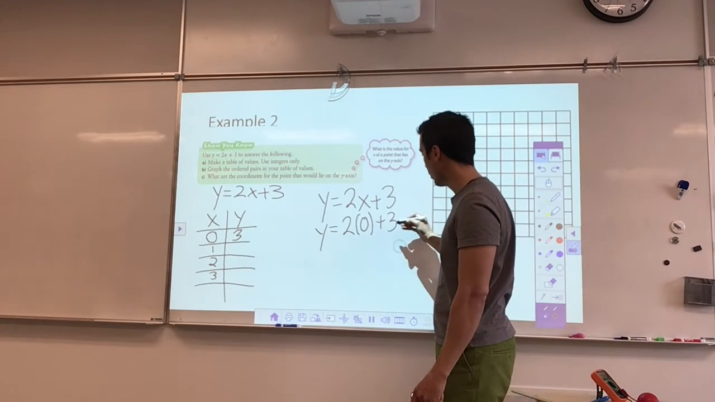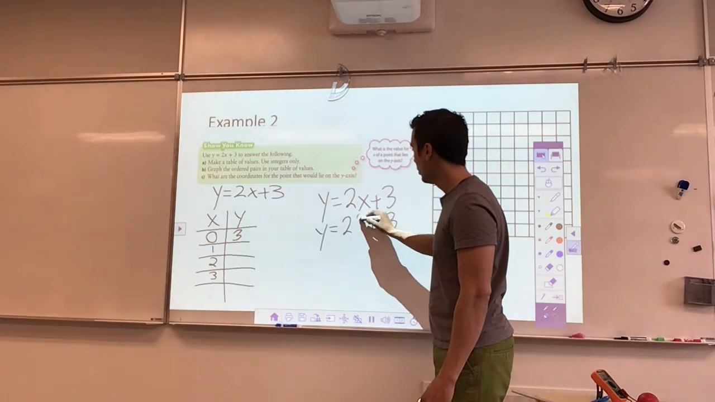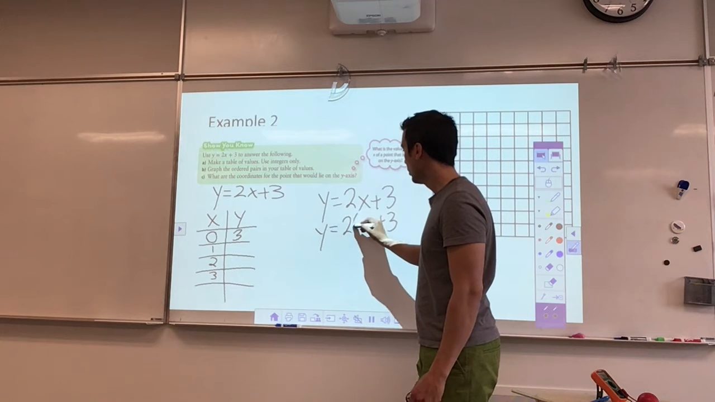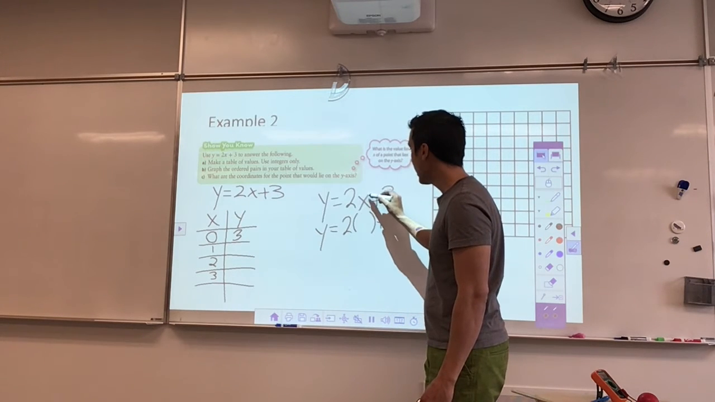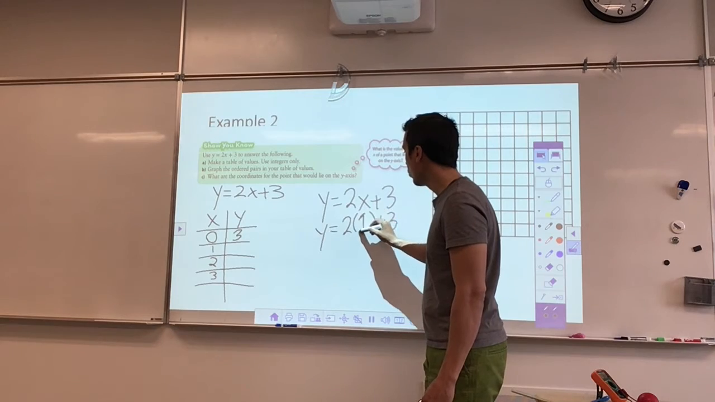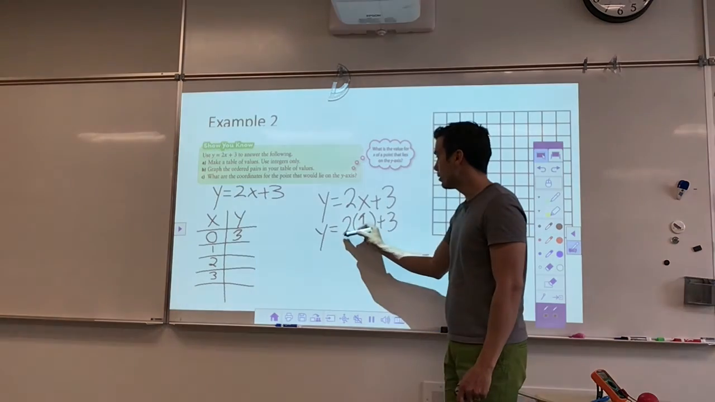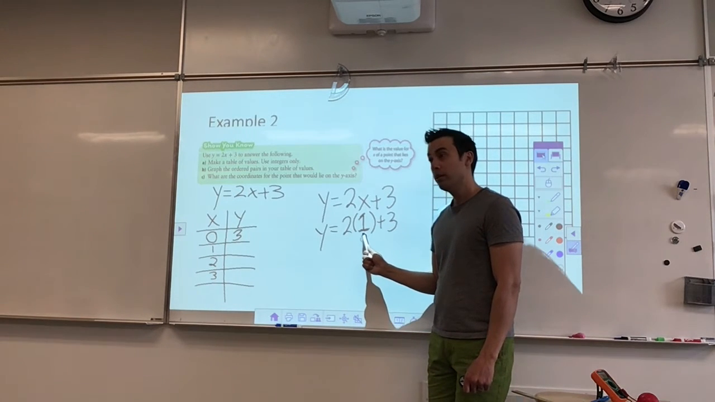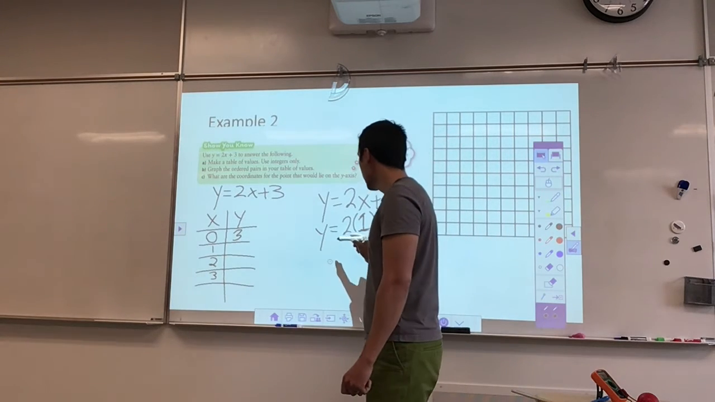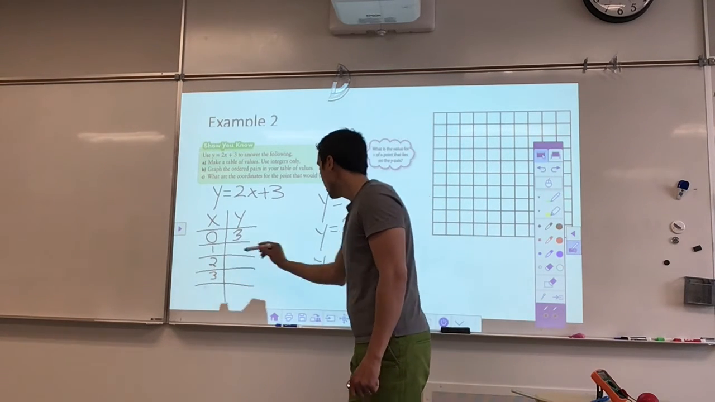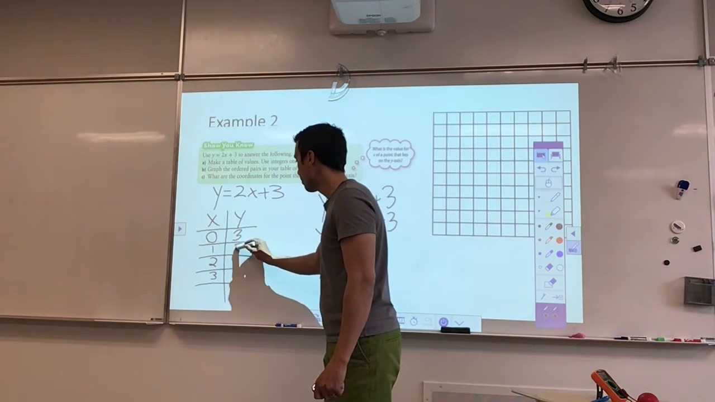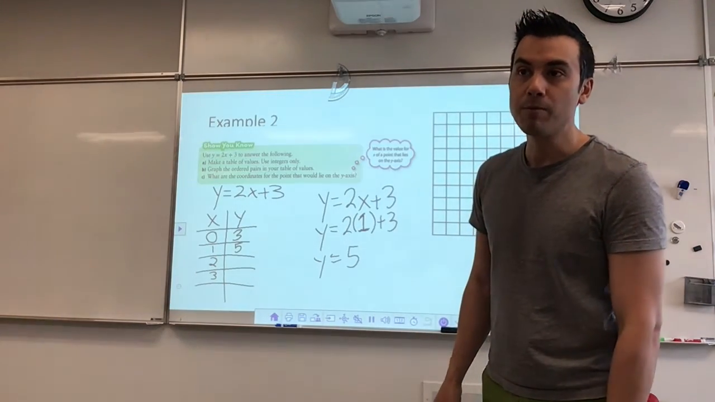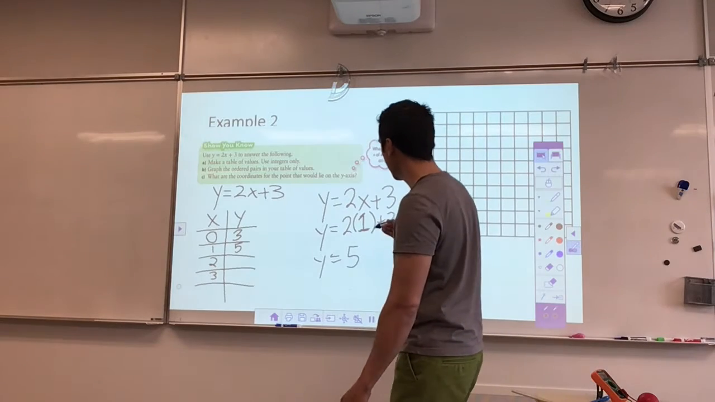Let's try a couple more. What is y when x is 1? So now wherever I see an x, I'm just going to put the number 1 and then carry out this expression. 2 times 1 is 2, plus 3 is 5. So when x is 1, y equals 5. That's why I love having an x value of 1 as well. It's also super easy to multiply things by 1. It's just whatever that first number was.